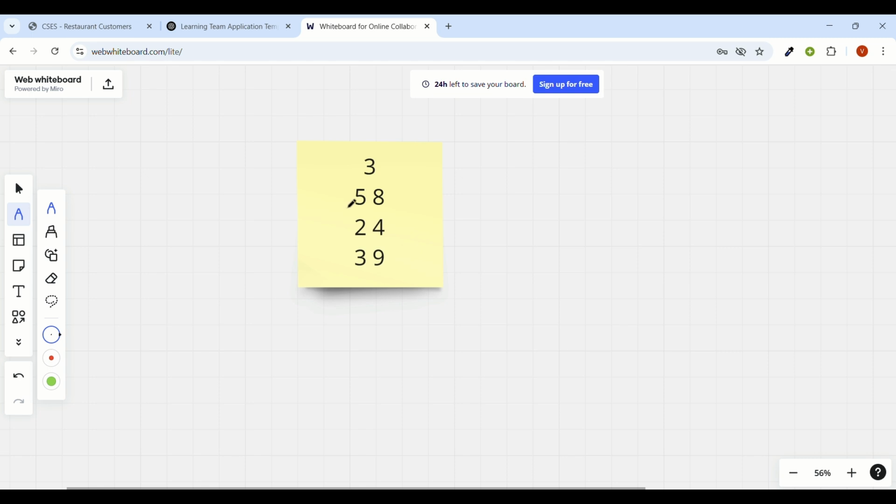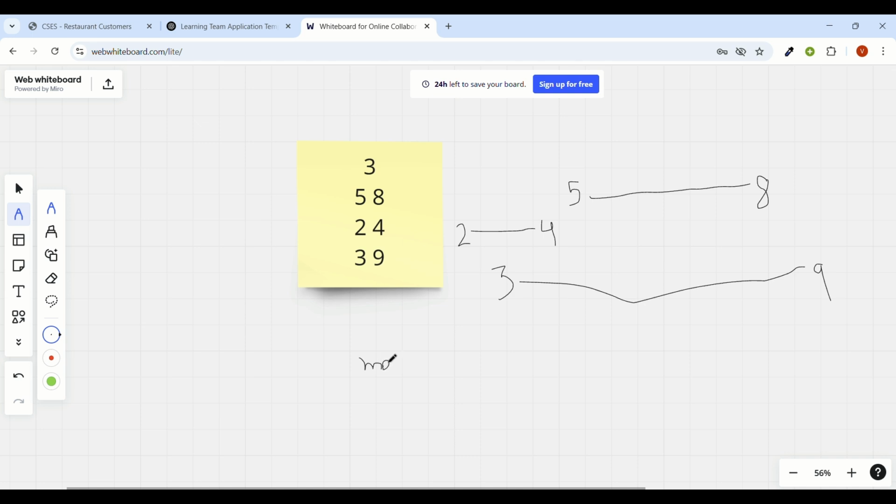We are given 3 customers, of which the first customer arrived at 5 and left at 8. Then the second customer arrived at 2 and left at 4. Then the third customer arrived at 3 and left at 9. So what would be the maximum number of customers at any instance?